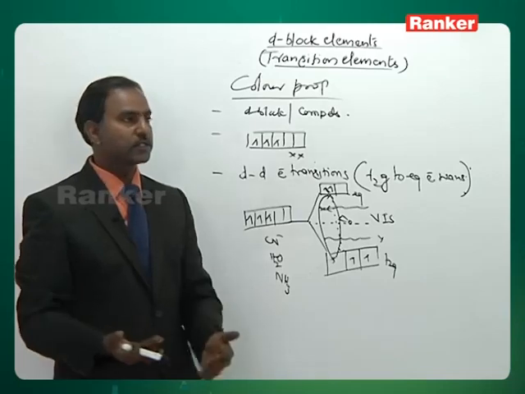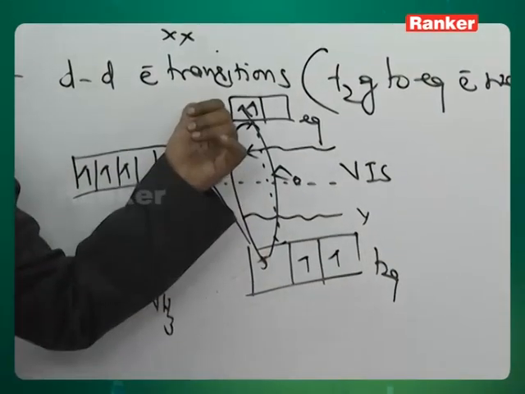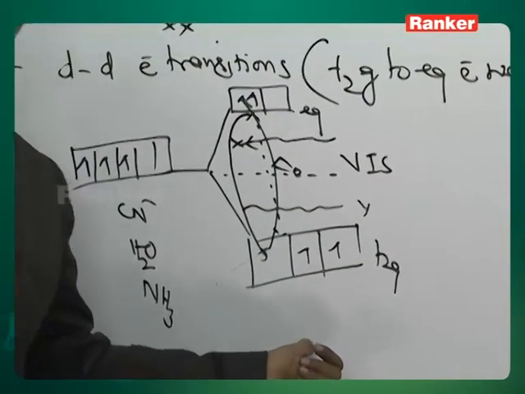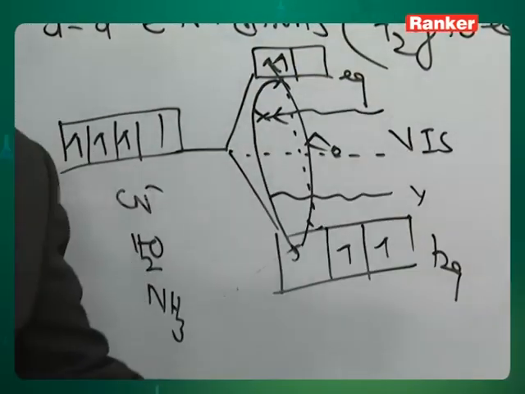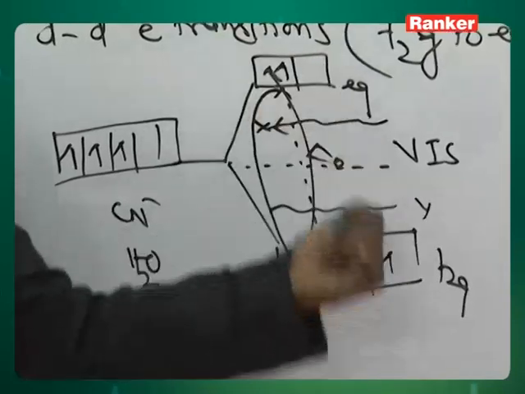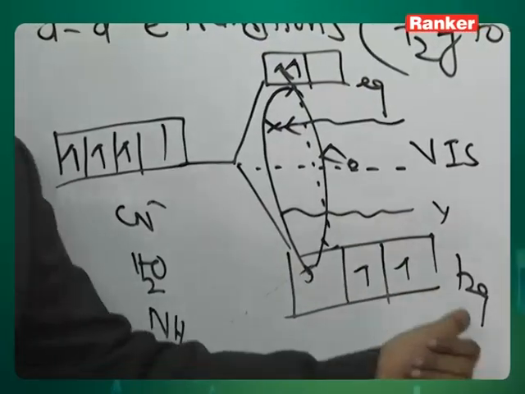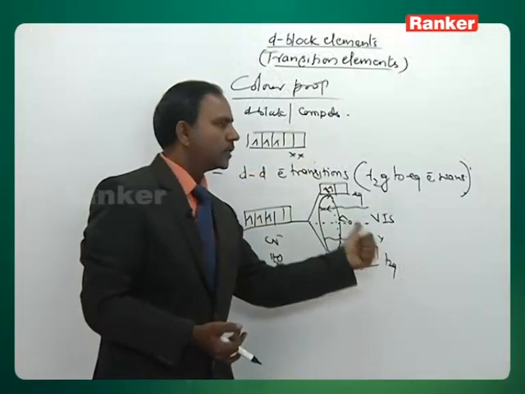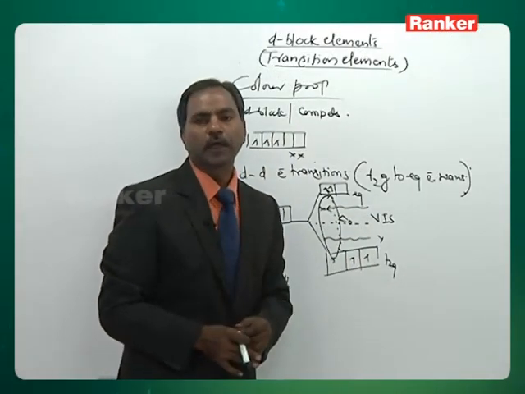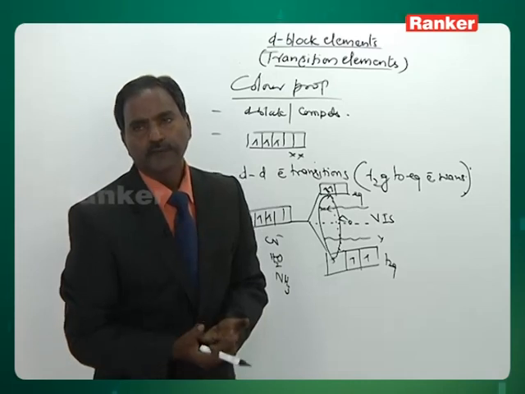What is this d to d transition? Yes, both are d orbitals only. The lower energy level is a d orbital, the higher energy level is a d orbital. This particular transition we call a d to d electronic transition or t2g to eg electronic transition. This is the reason most of the d block elements and their compounds exhibit color.